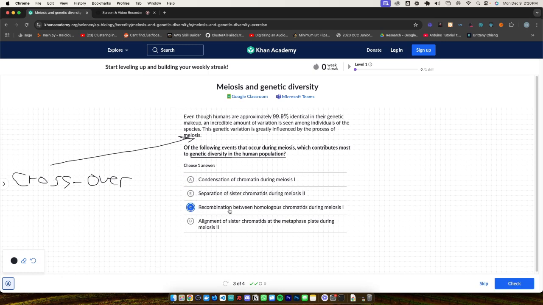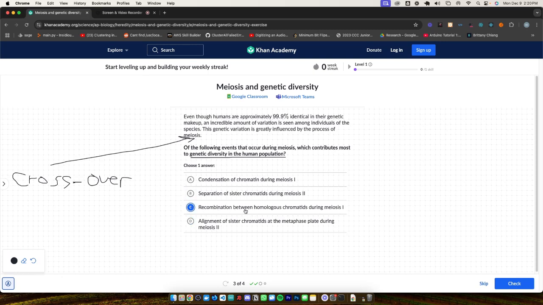This is the actual answer: recombination between homologous chromatids during meiosis 1. I'm not explaining what that means yet. Alignment of sister chromatids at the metaphase plate during meiosis 1 also happens during metaphase in mitosis. Sorry, I think I said meiosis 1, I meant meiosis 2. Anyways, meiosis 2 is actually very similar to mitosis, because the genetic diversity has already been created. And so now it's just replicating itself and creating new cells, right, that are genetically different.